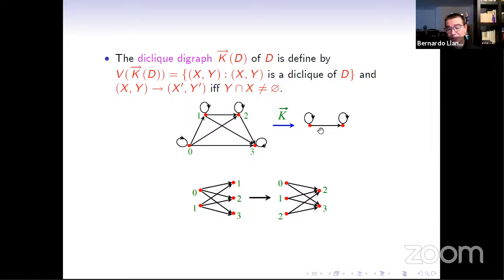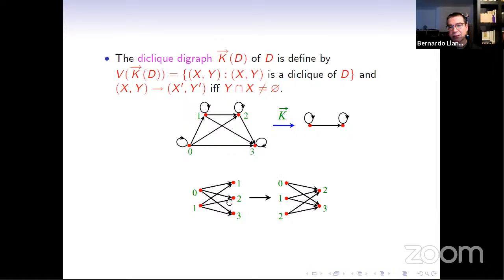a digraph with vertices, with loops. This is a TT4, this is a TT2. This is an acyclic tournament with loops on 2 vertices. This vertex is this diclic, this vertex is this diclic.